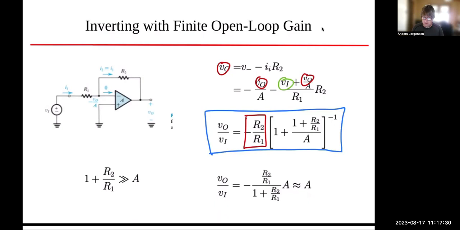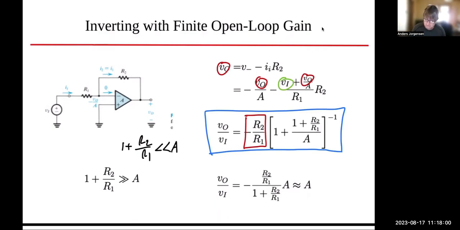Now, as long as 1 plus R2 over R1 is much less than A, then that square bracket is equal to 1. And the equation reduces more or less to the one that we're familiar with, which is that VO over VI is equal to minus R2 over R1.